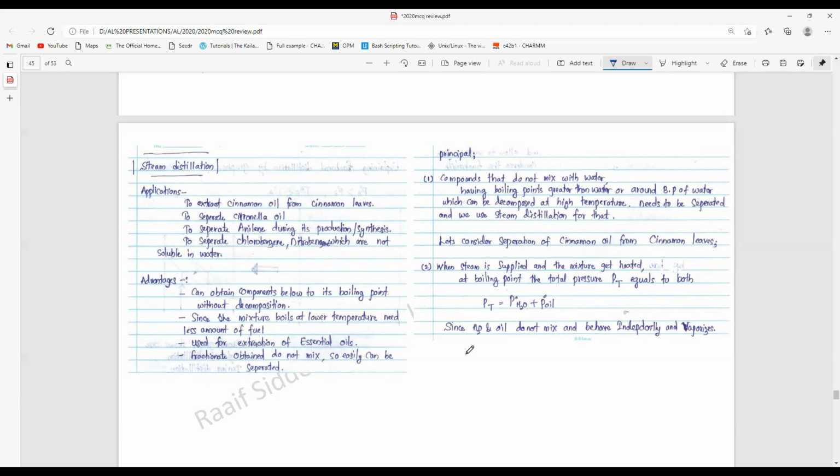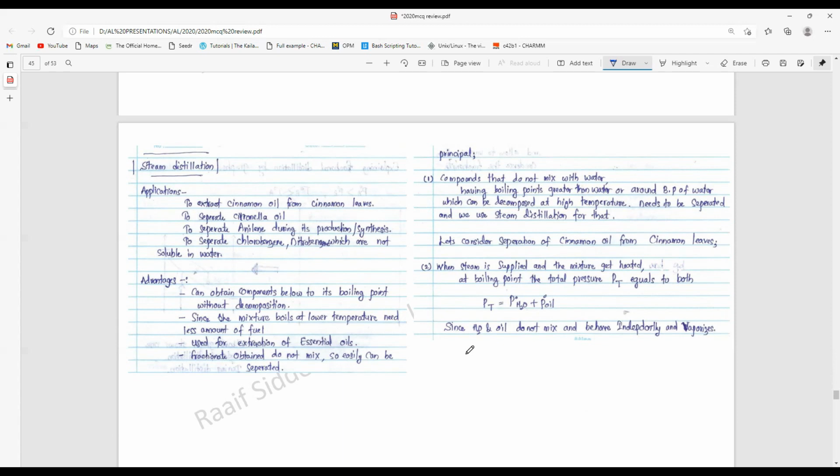Okay, so let's consider the separation of cinnamon oil from cinnamon leaves. When steam is supplied and the mixture gets heated, at the boiling point, the total pressure is equal to the absolute pressure of both water and oil. So try to understand this first. Why have I put P naught H2O and P naught oil, not PH2O and P oil, like in fractional distillation, like in Raoult's law?